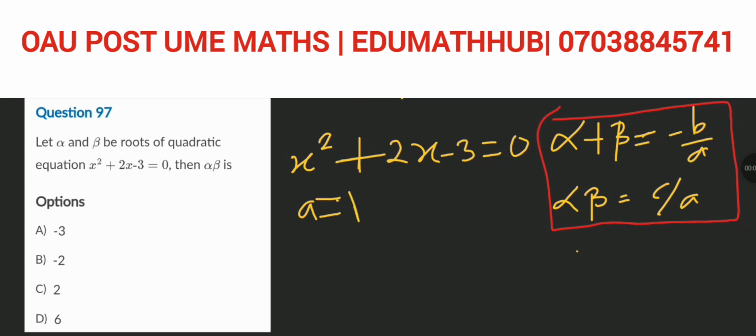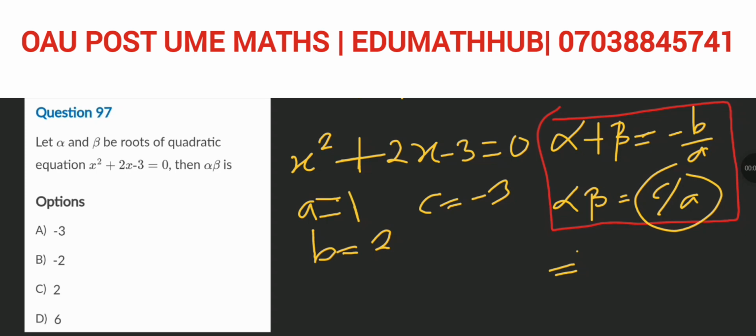Okay, the next one is b. So the value of b in this question is 2. That's the number standing in front of x. Then the value of c in this case is minus 3. That's the constant term here. But we don't need the value of b. All we want is alpha beta, which is c over a. So alpha beta will just be equal to, look at the value here, c over a.